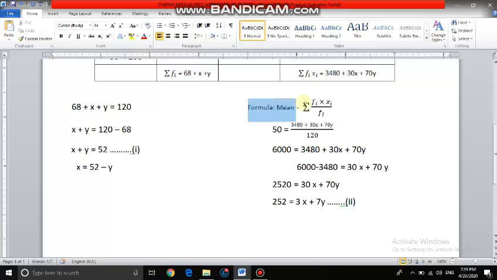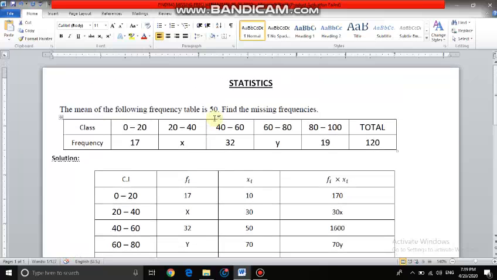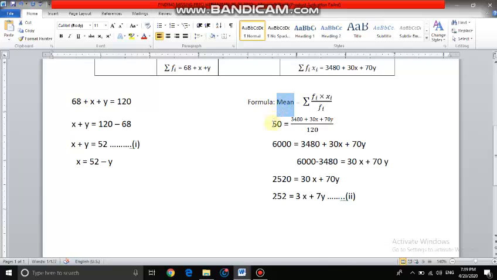Now if I come to the formula of the mean that we already discussed, sum of fixi upon sum of fi. The mean in the question is given as 50, so in place of mean, I replaced 50. In place of sum of fixi, I kept the numerator, and for summation of fi, I have taken 120. Instead of 120, you can put 68 plus x plus y, but if you want easy calculations, it is better to keep 120 in the denominator.